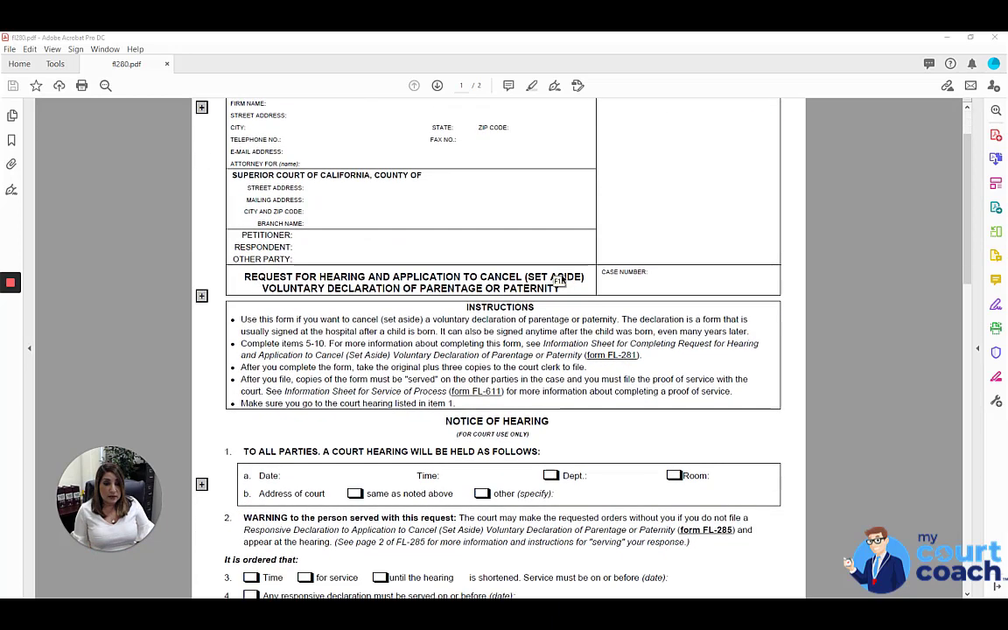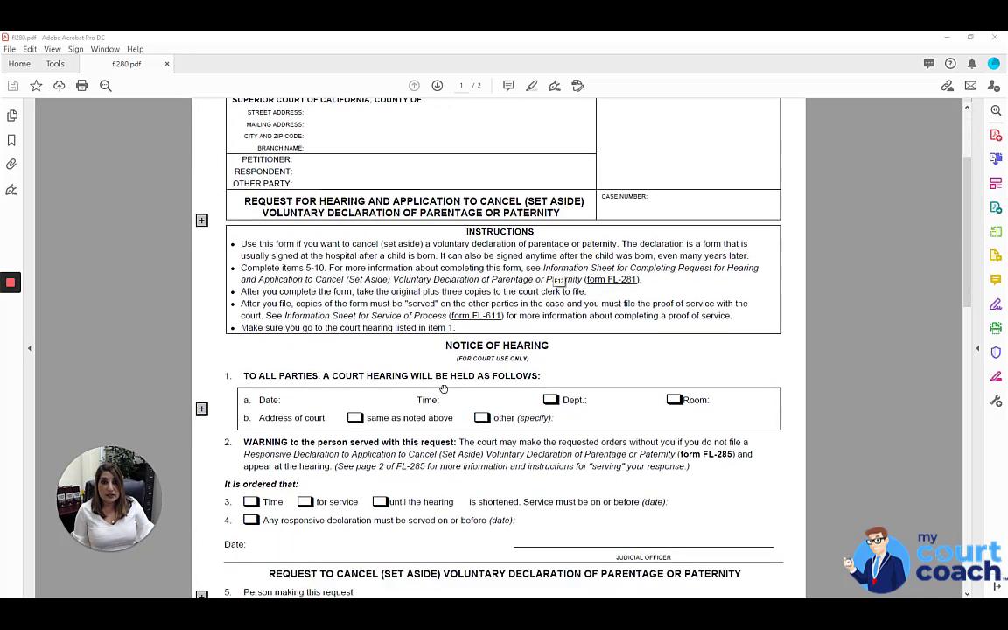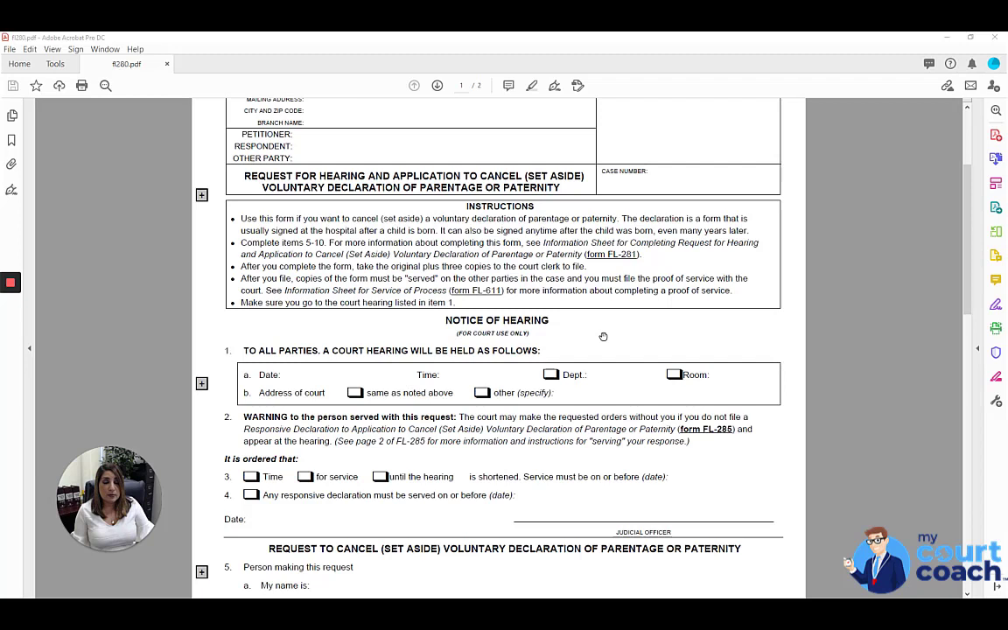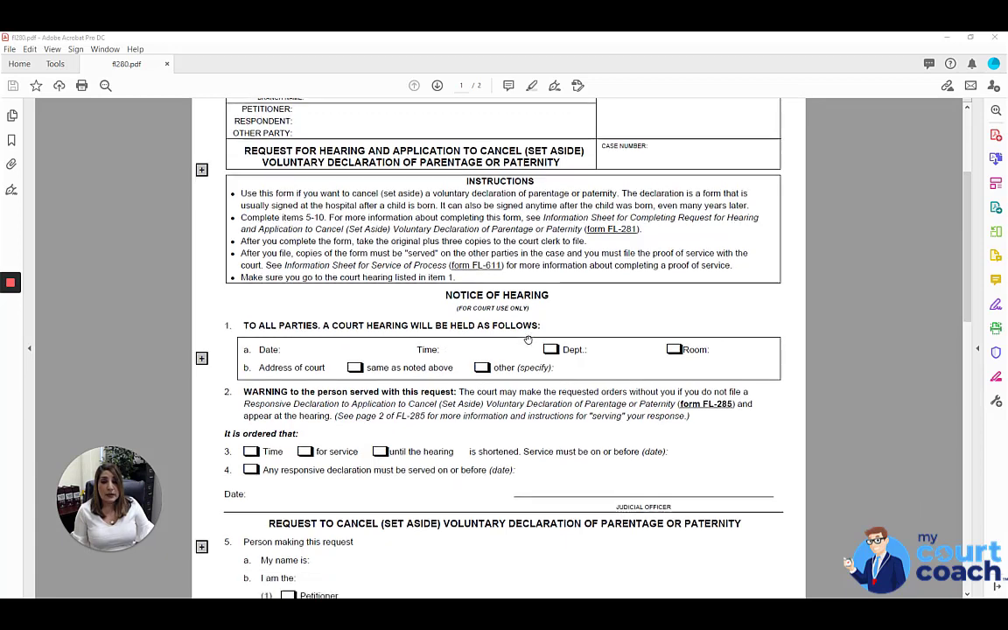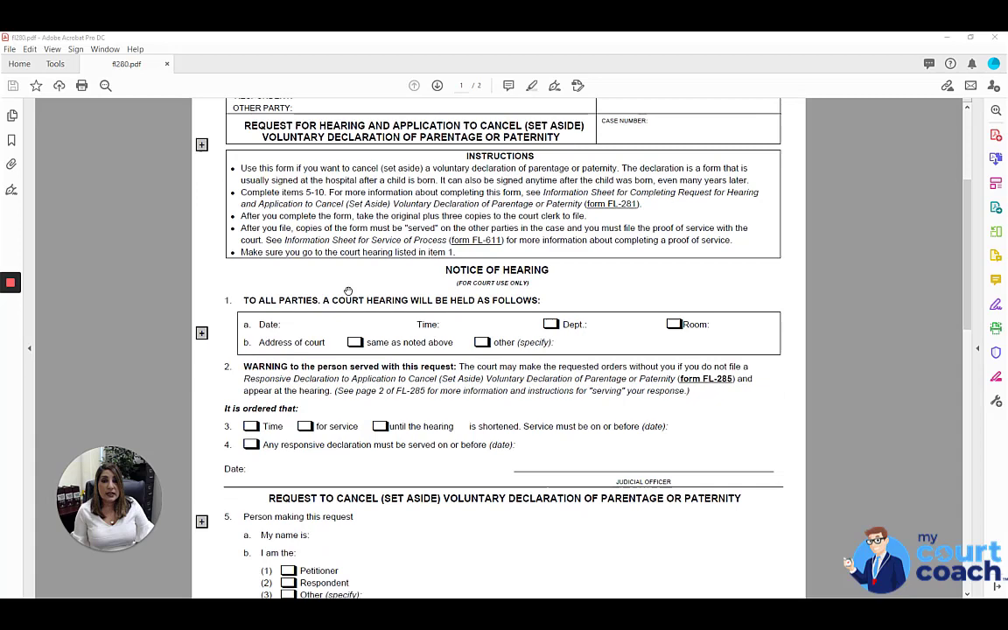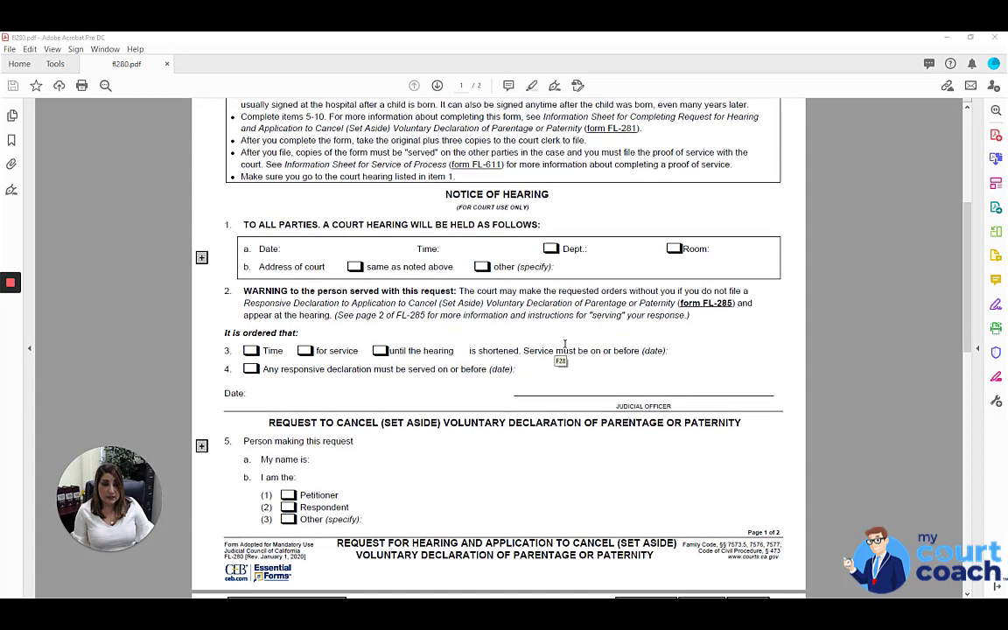So first thing on this form that we see is that there's a space to fill in the date, time, and department of the hearing. If you are in a county where you can call up your clerk and they will give you a date and time over the phone, then go ahead and fill that information in. Otherwise, leave this blank, and when you go file it, the court clerk will fill that in for you. Address of the court, it's either going to be the same as noted above, or if it's a different address, you can go ahead and write that in where the hearing will be taking place.